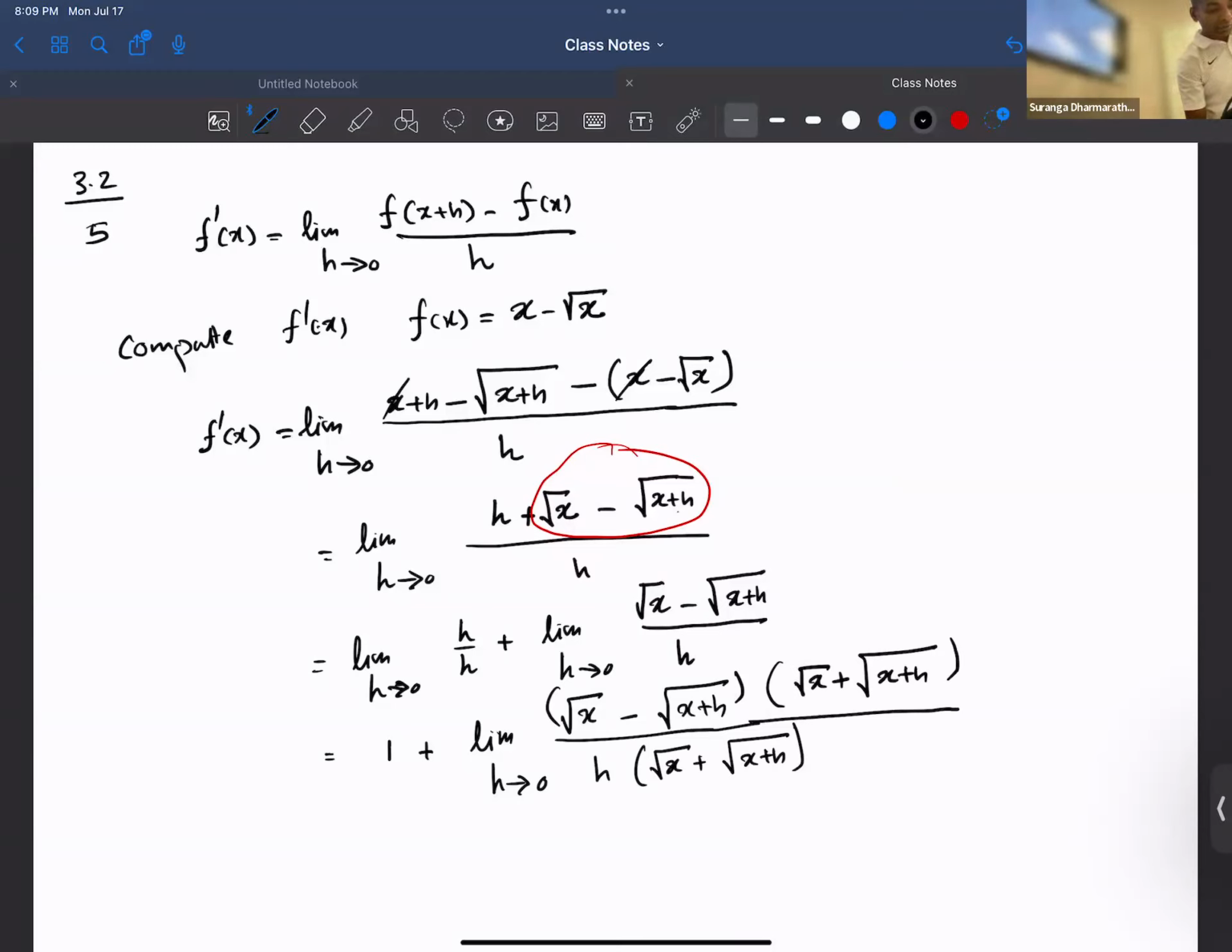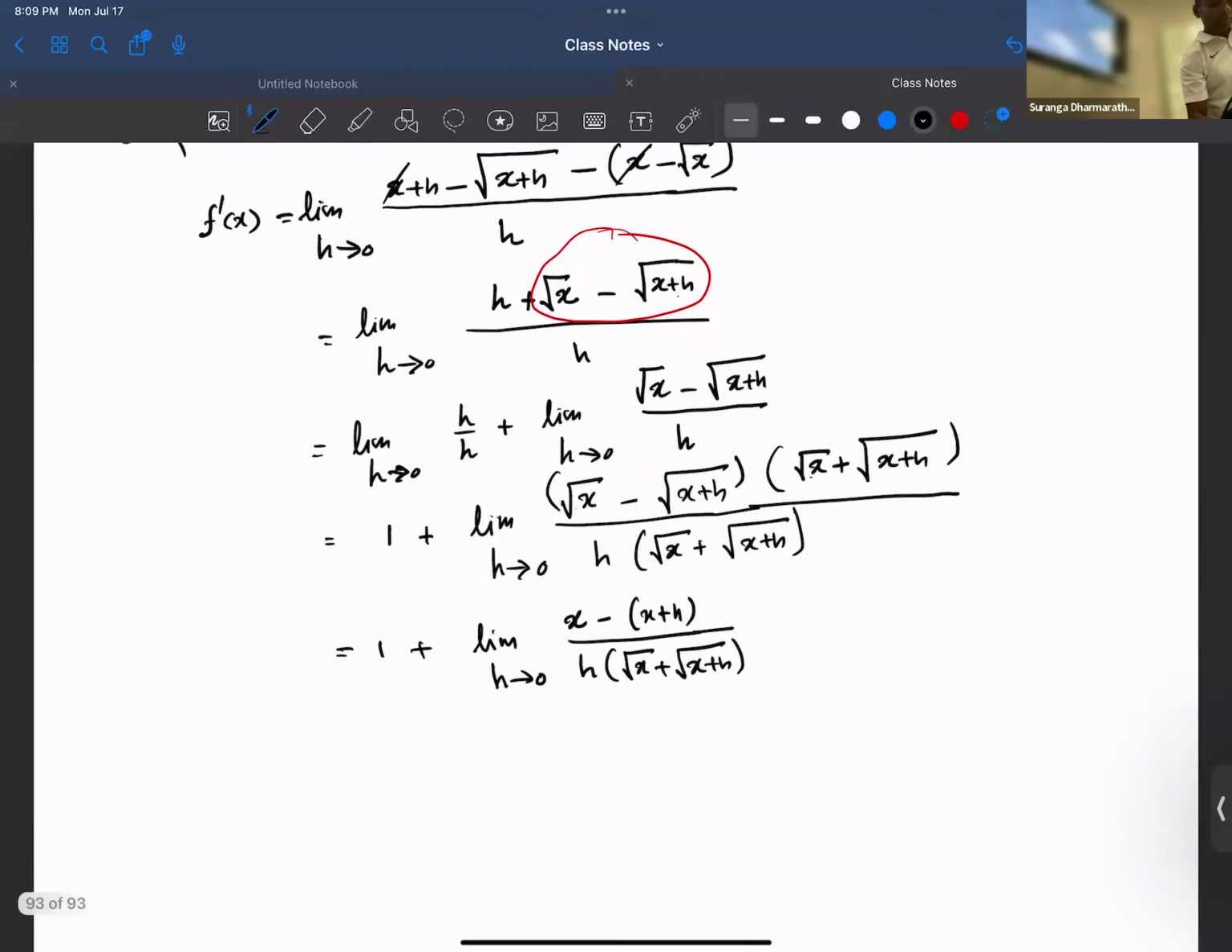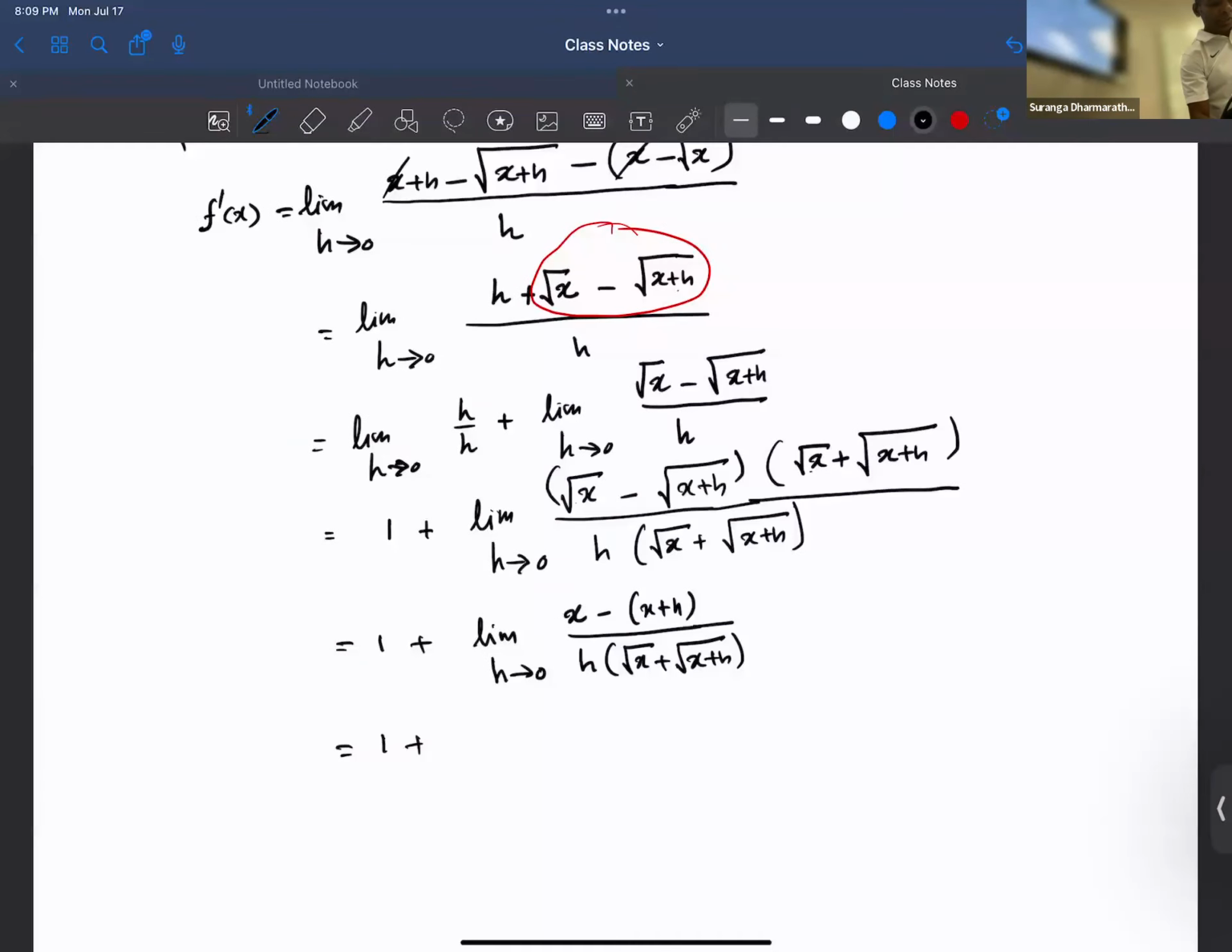Right? So now I can solve it. This is 1 plus the limit as h goes to 0. This is just square root of x times square root of x, right? Minus, what is this one? x plus h. Are you with me? Divided by h times the quantity square root of x plus square root of x plus h, right? And this is 1 plus, you can cancel x with negative x, and you have negative h, right?